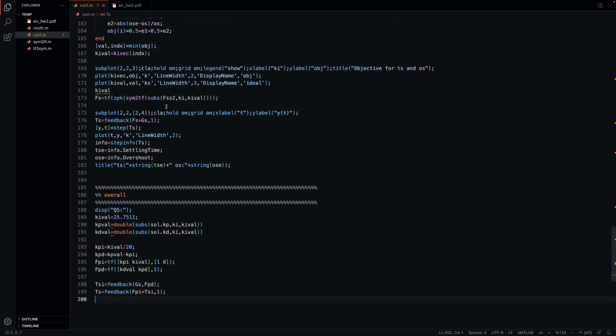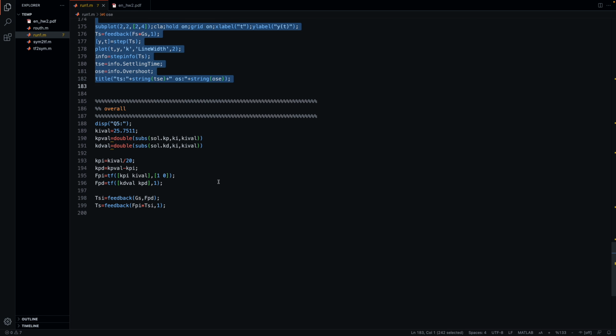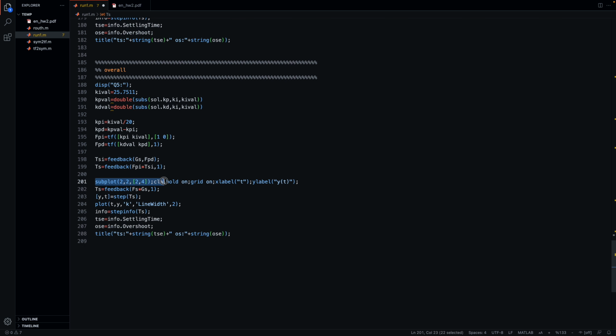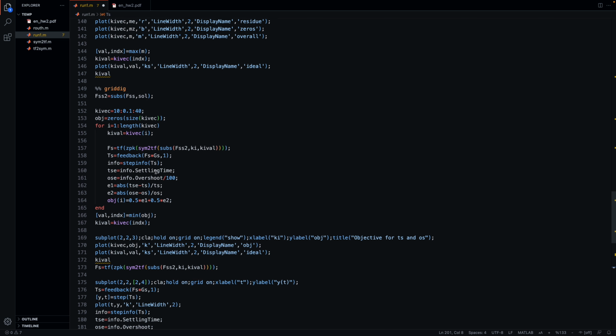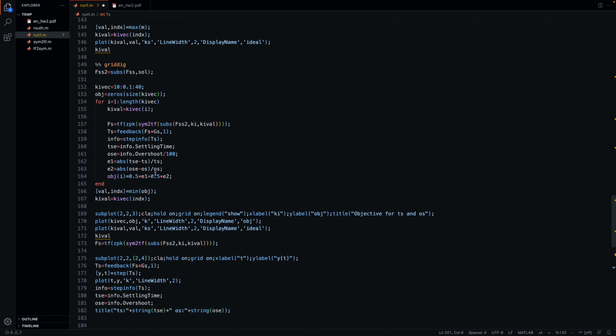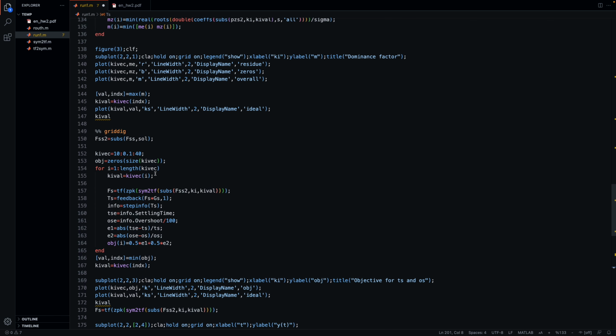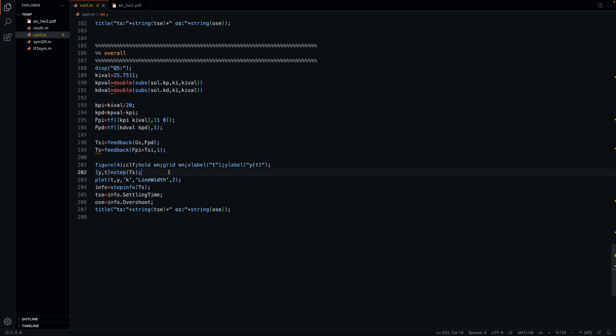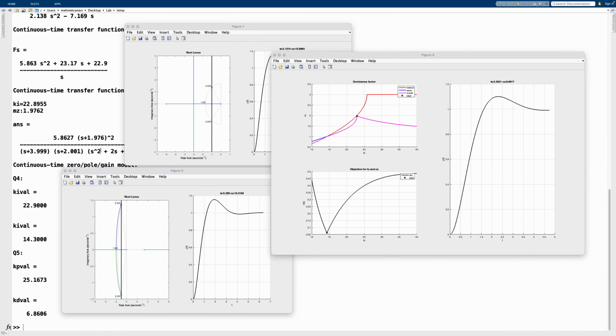So let me directly generate this plot here. So, what is it now? Figure. Seems like it's going to be 4. There we go. We don't really need that. Step response, get the step info, all that stuff. And yeah, it should be it.